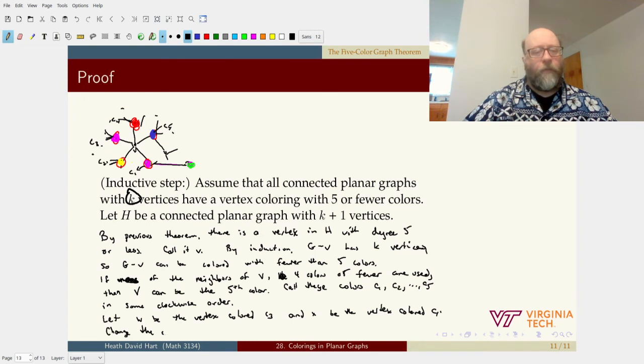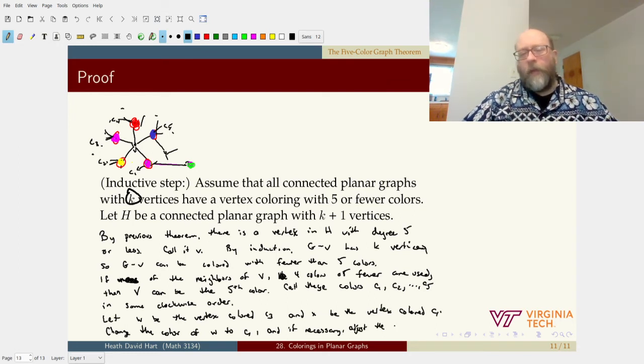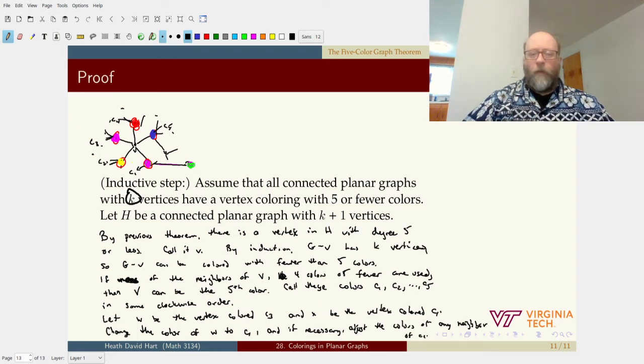Change the color of W to C1, and if necessary, adjust the colors of any neighbor of W, sorry, to C3, etc.